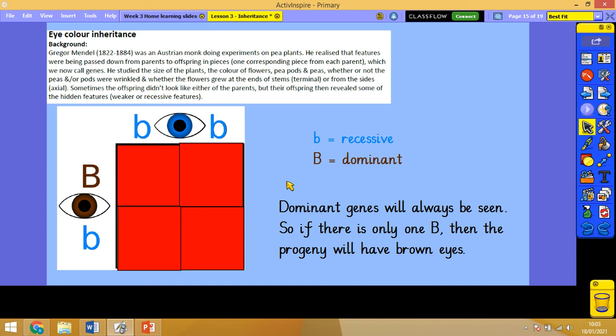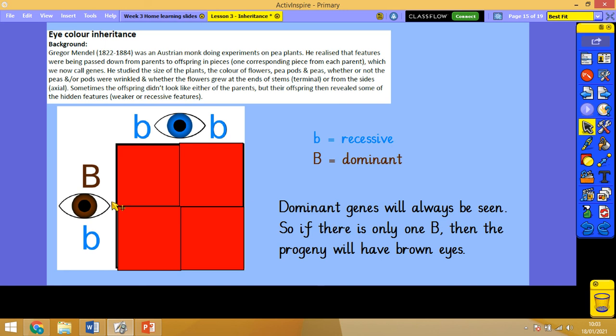If you've got brown eyes, it means that you have a dominant gene. So dominant means that it's always going to be seen. So if you have a dominant gene, you'll always see it. Now, genes come in pairs. So for this here, you've got a big B, which stands for brown, and a small b, which stands for blue. So that means that this person has brown eyes because they've got a dominant gene. A person with blue eyes has two recessive blue genes.